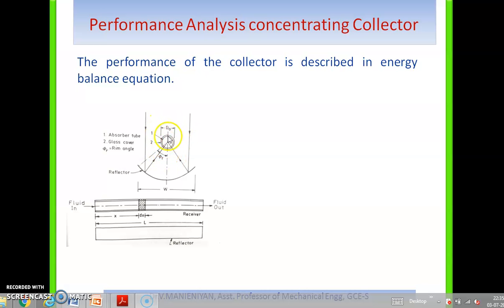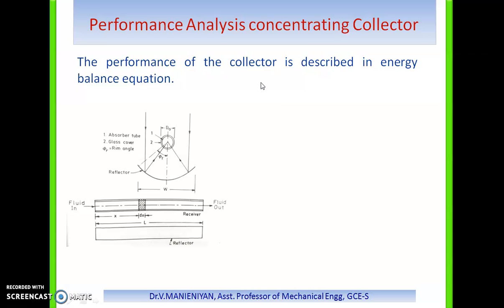So D naught is nothing but the outer diameter of the cover. So there is an absorber tube, or a reflecting area, that is the entire length of the absorber tube, or otherwise called the reflecting area here. So there is a fluid inlet and a fluid outlet to be mentioned here itself.